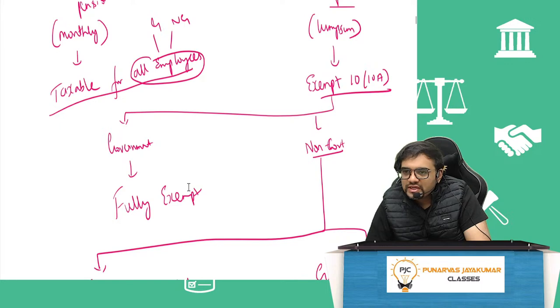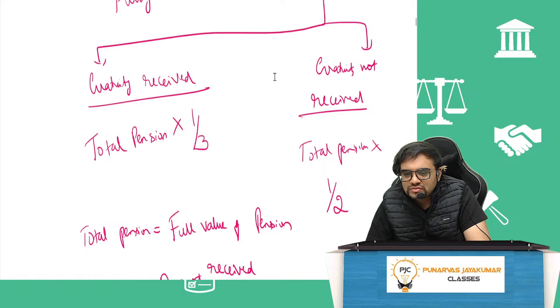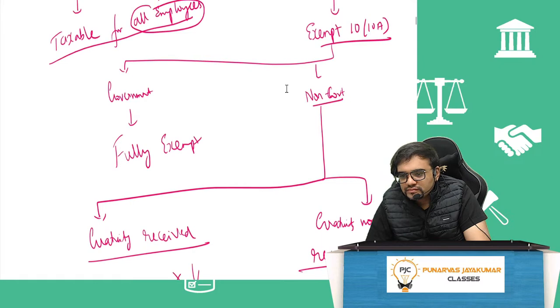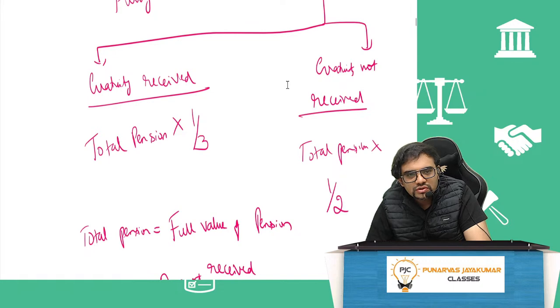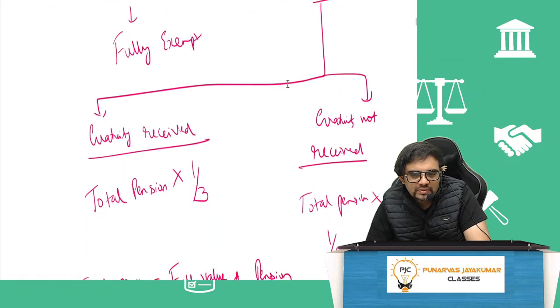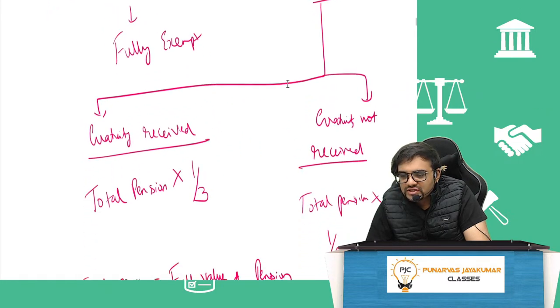For a government employee it is fully exempt. For a non-government employee, what to do if gratuity is received, and what if gratuity is not received? If gratuity is received, then the exempt portion is total pension into 1/3. Why? Because if gratuity is not received, then it is half. Since gratuity is already received, the benefit has already been taken, so here I'll give less benefit. Total pension into 1/3. If gratuity is not received, then total pension into 1/2.